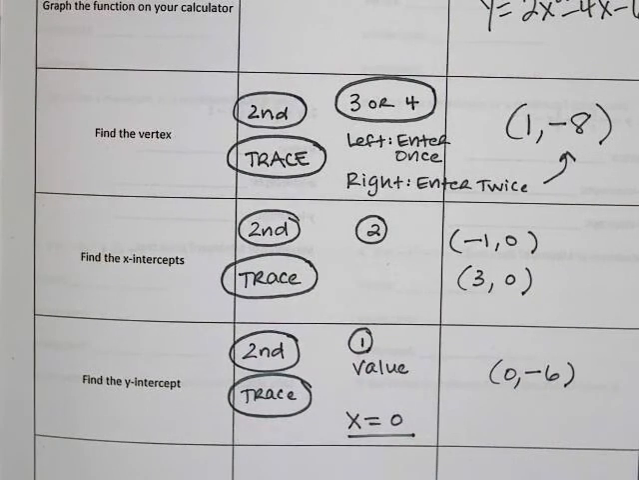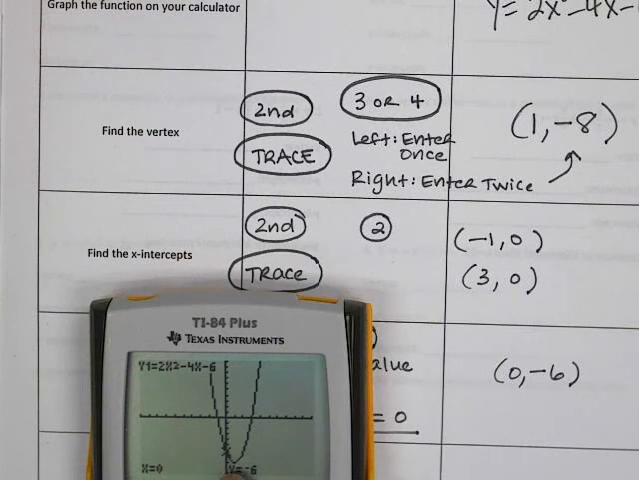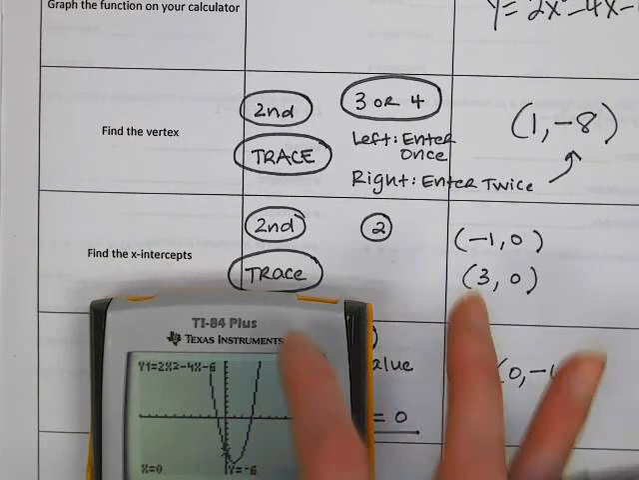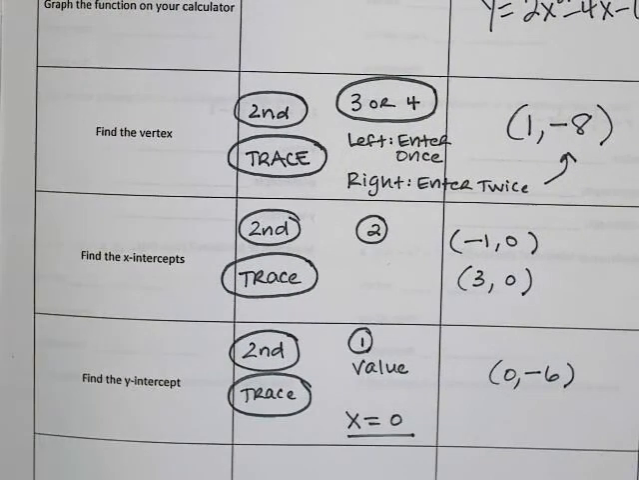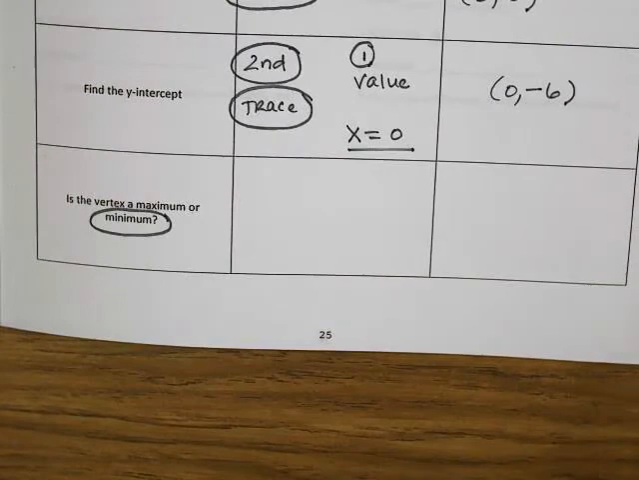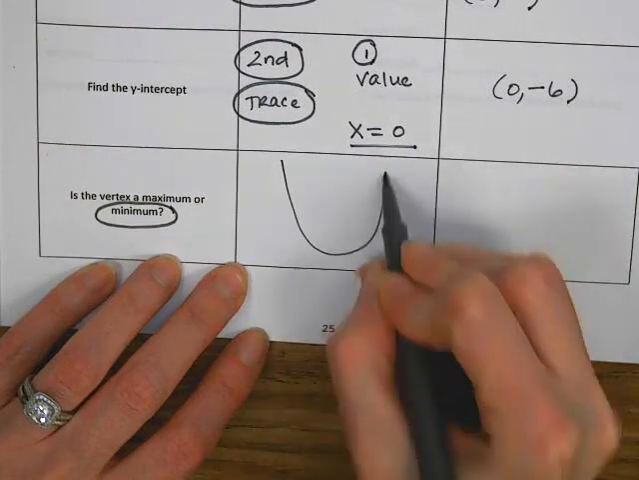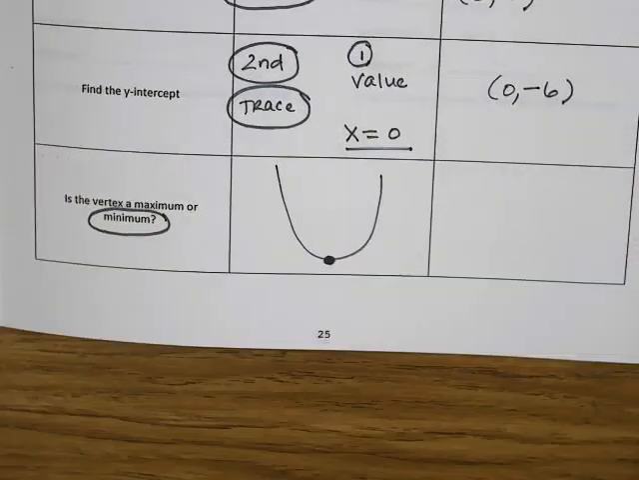And then lastly, I don't know why this is on there, is the vertex a max or a min? You just look at it. If it's at the bottom of the graph, it's a min. If it's at the top of the graph, it's a max. So this one was obviously a min because it's at the bottom of the graph.